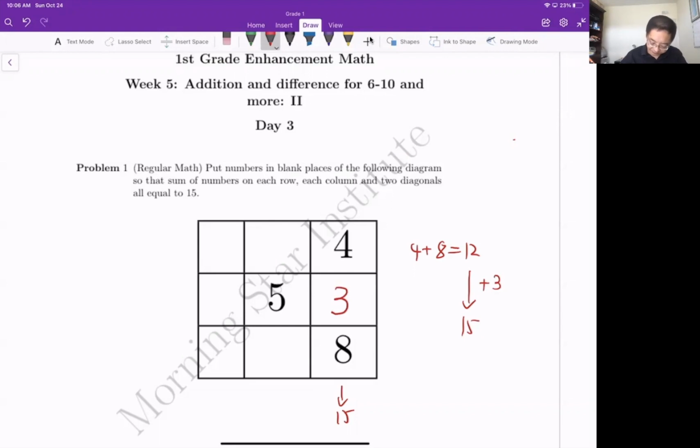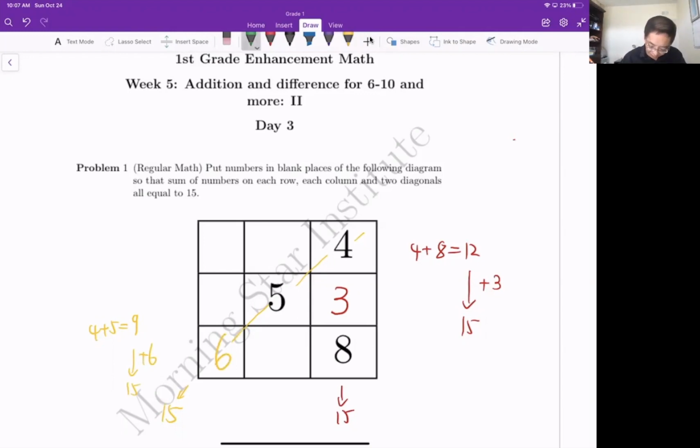Okay, what's next? Then you can choose to go from here, right? How about I look at the diagonal? The diagonal added together should also be 15. We already have 5 plus 4, which is 9. How do you go from 9 to 15? You should put a 6, right? So then this one has to be 6.